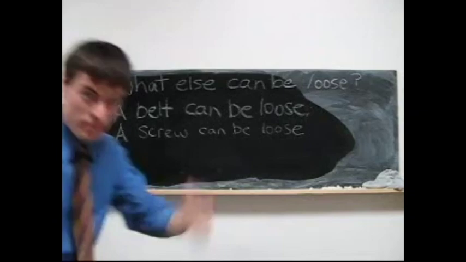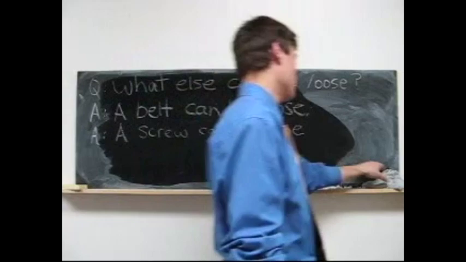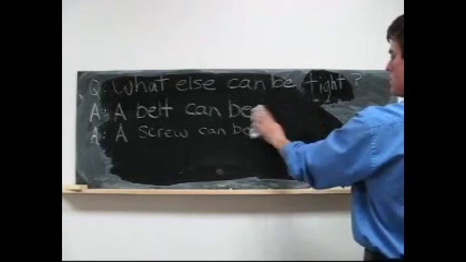So, what else can be loose? A belt can be loose. A screw can be loose. But what about tight? Well, same thing. What else can be tight? A belt can be tight. And a screw can be tight.